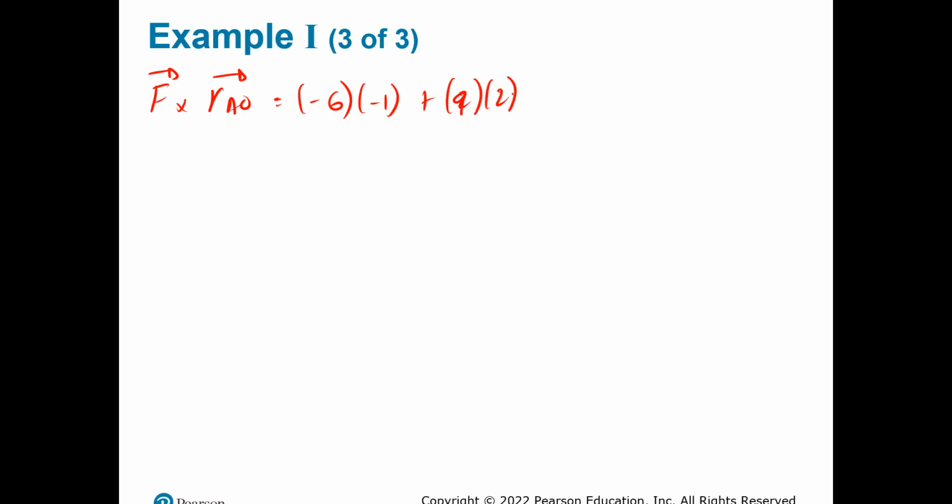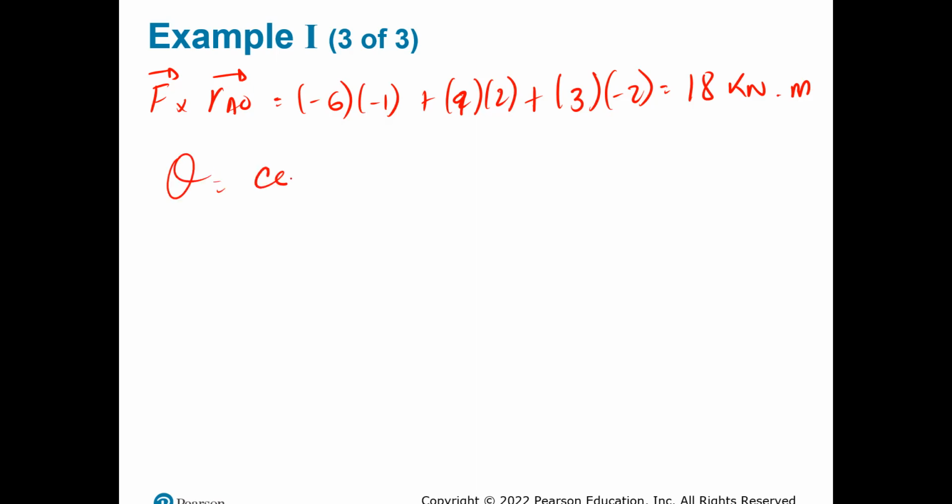times 2 plus 3 times minus 2, and that gives me a value of 18 kilonewton meters. Okay, so now that I have everything that I need, I will just plug into the equation.